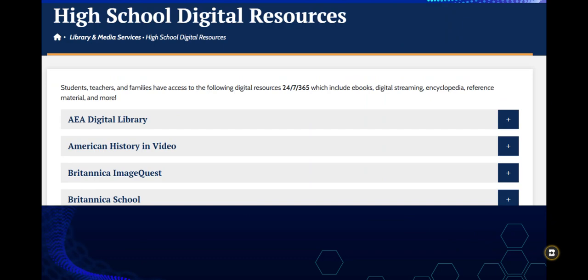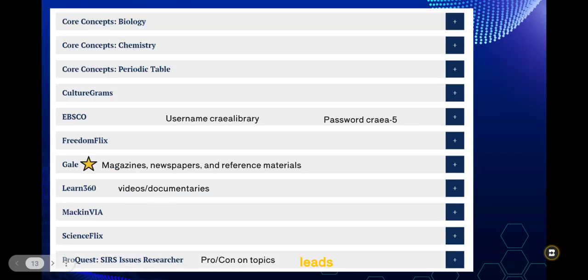Okay, next we have free resources from our Central Rivers AEA. So we do have this link on our library homepage. I will also share the link with you to get to it. But available to us in high school, we have a digital library, American in History and Video, the Britannicas, which are encyclopedias. We've got core concepts, culturegrams, which is learning about other cultures. We have access to EBSCO, which might get you some magazines or journals. Freedom Flicks is much like TrueFlix, but it goes more into the battles.